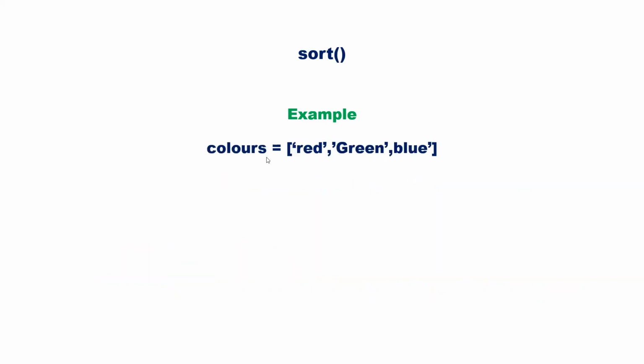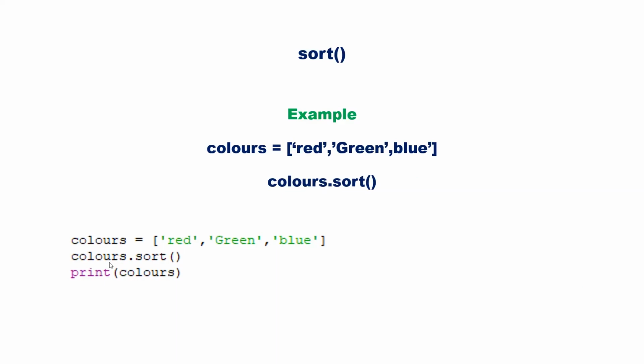Let us see another example. We have a list colors with values red, green, and blue. colors.sort(). So here the list is sorted in ascending order. When you print colors, you will get green, blue, and red. So here G is capital, so that is why it comes first, because capital letters are sorted first and then small letters.